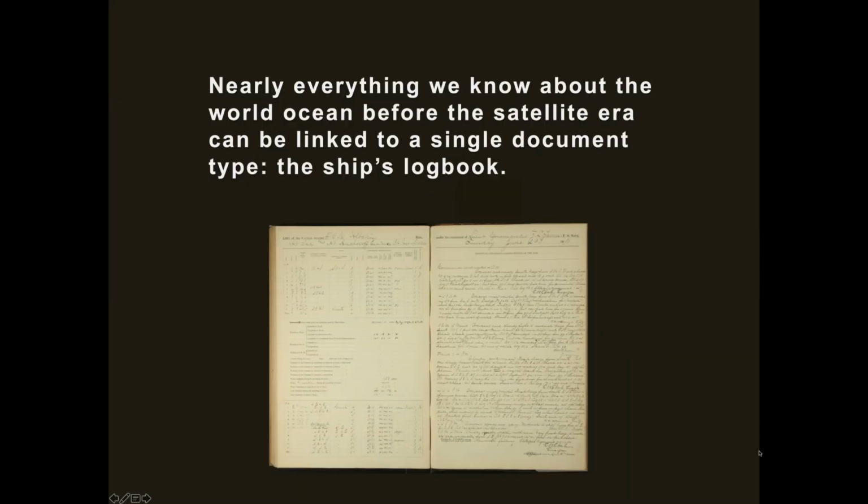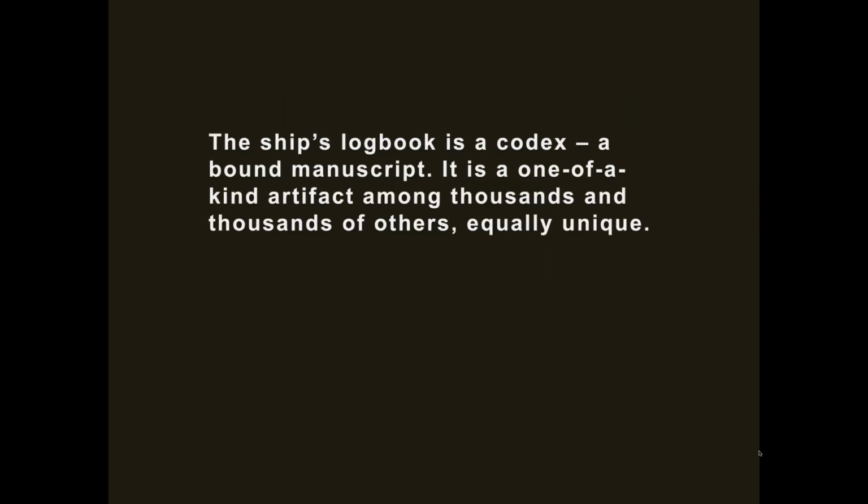So nearly everything we know about the world ocean before the satellite era can be linked to a single document type, the ship's logbook. The logbook is a codex, a bound manuscript. It is a one-of-a-kind artifact among thousands and thousands of others that are equally unique. None of them are machine-readable yet.